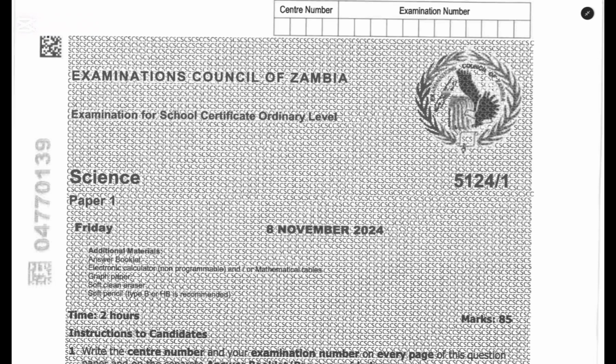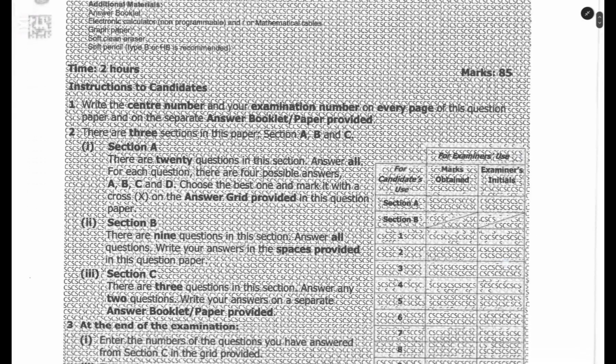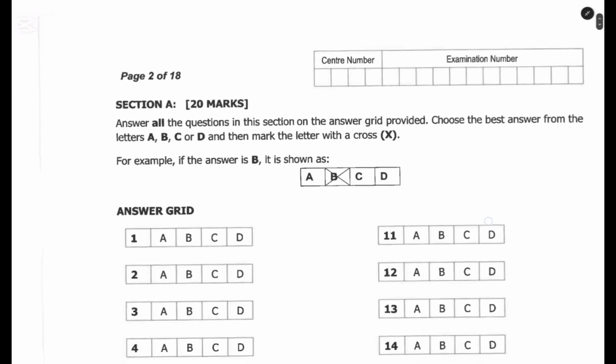This paper comprises 85 marks. It is in parts. The first part is multiple choice, which is section A, and this is the one that we are going to go through in this video. Without wasting time, let us look at how the questions came. So here is the first question that we are answering.